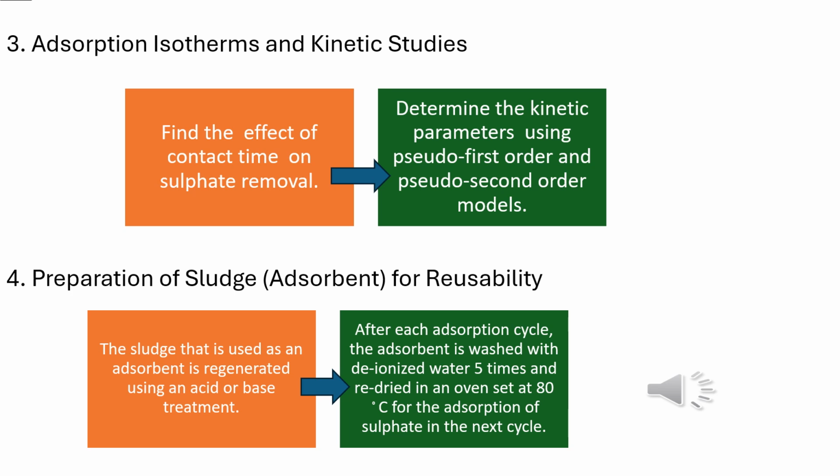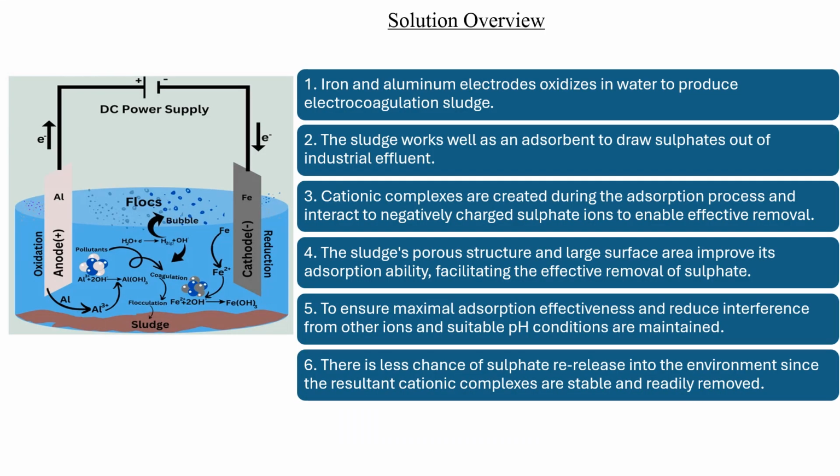That part is for adsorption isotherms and kinetic studies. Find the effect of contact time on sulfate removal, then determine the kinetic parameters using pseudo first order and pseudo second order models. Lastly, for preparation of sludge or adsorbent for reusability, the sludge that is used as an adsorbent is regenerated using an acid or a base treatment. After each adsorption cycle, the adsorbent is washed with deionized water 5 times and re-dried in an oven set at 80 degrees Celsius for the adsorption of sulfate in the next cycle.